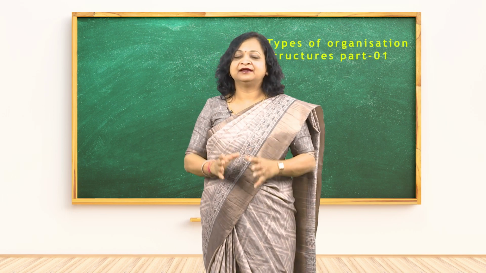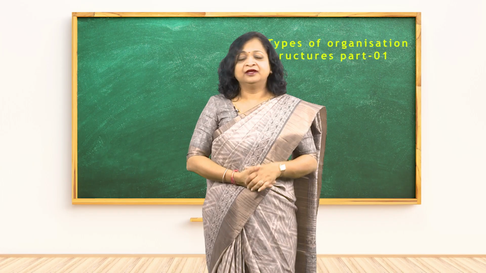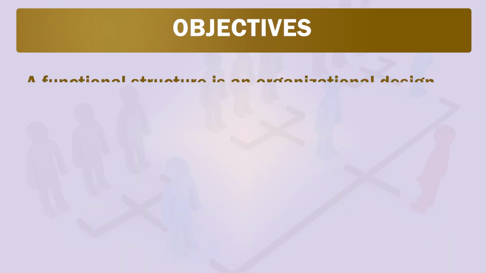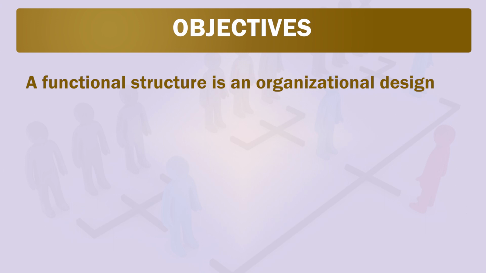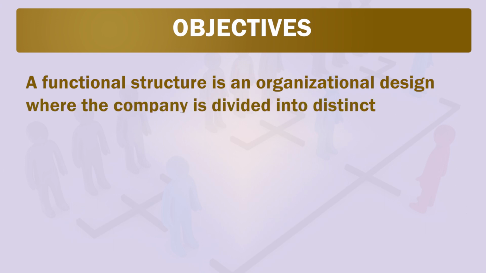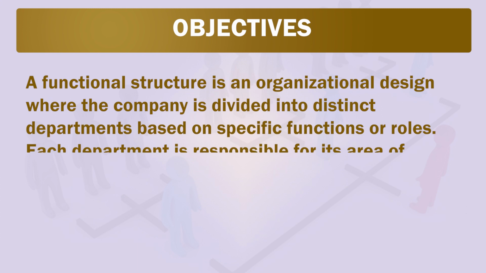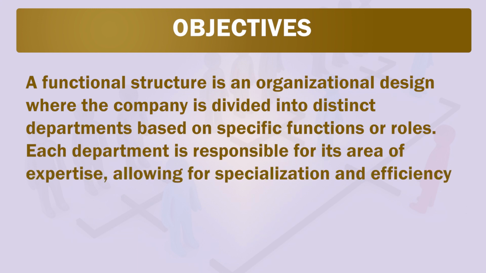So, the first is the functional structure. Now, what is a functional structure? As the name suggests, a functional structure is an organizational design where the company is divided into distinct departments based on specific functions and roles. Each department is responsible for its area of expertise, allowing for specialization and efficiency in operations.